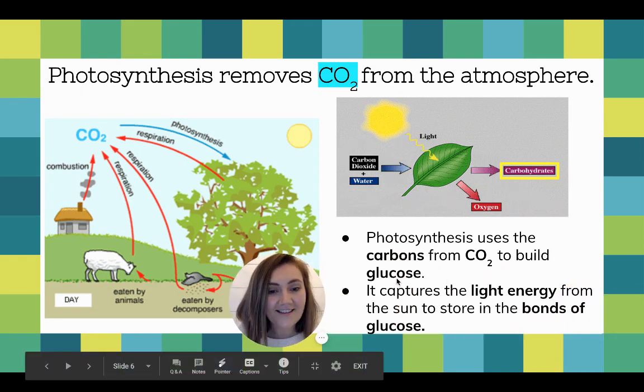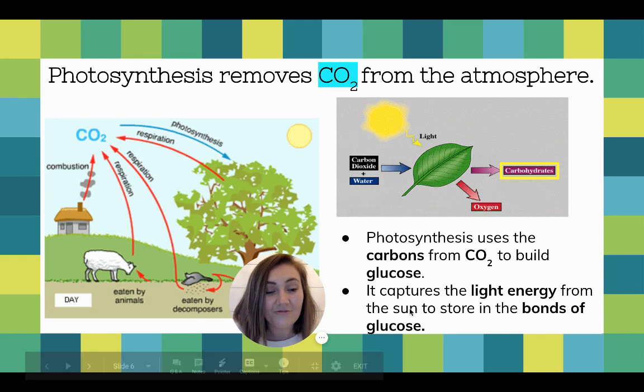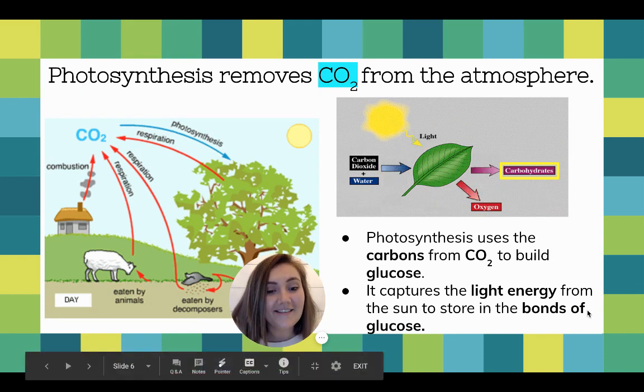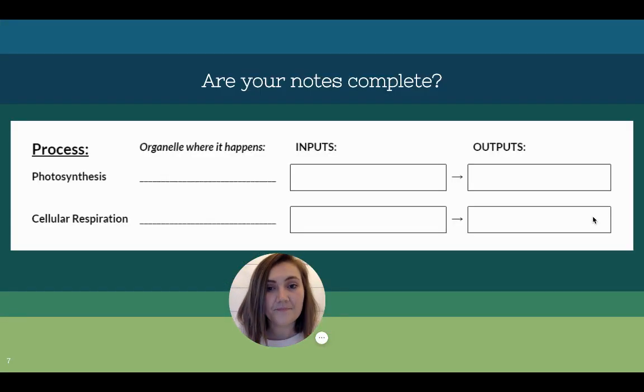And I'm going to move my picture over here. Photosynthesis captures the light energy from the sun to store in the bonds of glucose. So that is why we definitely need carbon dioxide, and we definitely need that light energy, because that is how we're going to be making glucose and storing that new form of energy.